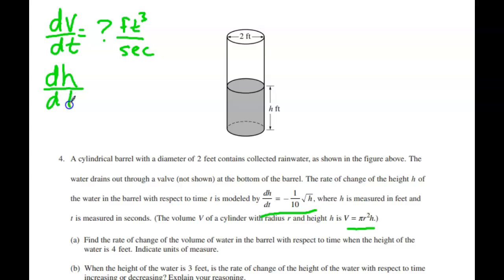We identified what the given rate was. Now, they kind of gave us a rate. They did and they didn't. What they did was they gave us a formula for the rate. So it's negative 1/10 square root of h. So they kind of gave us our rate of change of h with respect to t. The next thing that we did after we identified our desired rate and our given rate was we looked for a formula that connected volume to height, which they've already conveniently given us. So there's that.